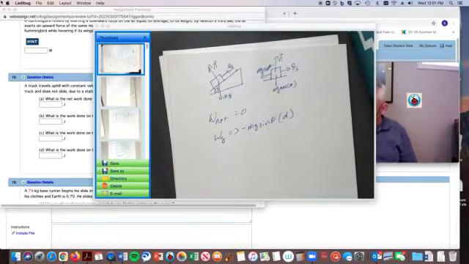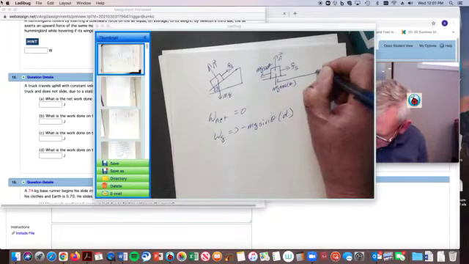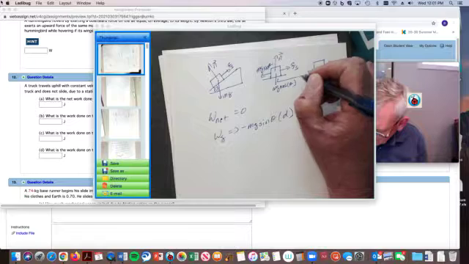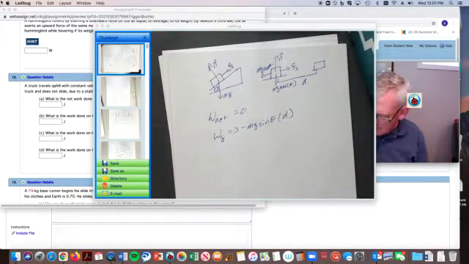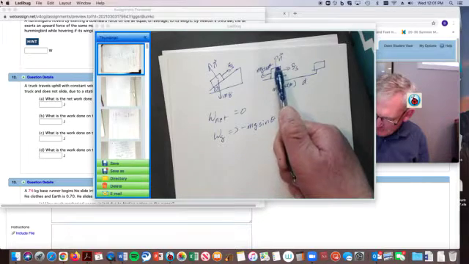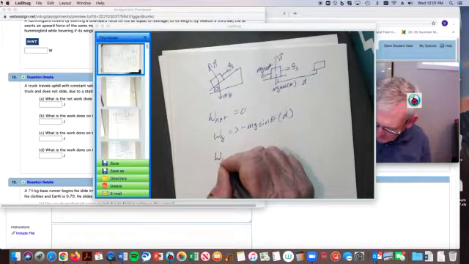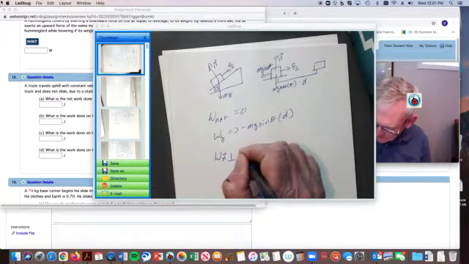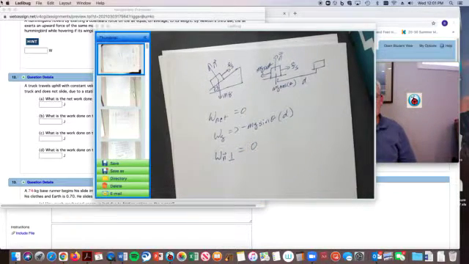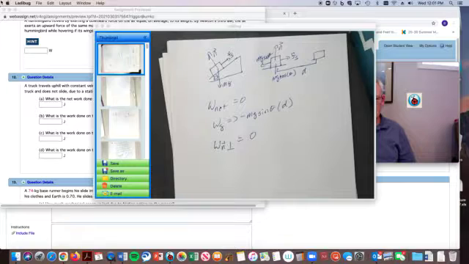Well, what's the work done? If it's going to displace over here, and here's our distance, then that's negative. So what's the work done by the normal force? The normal force is perpendicular to the displacement, so the work is equal to zero. Pretty straightforward. Can't believe I went around the bend on this one.